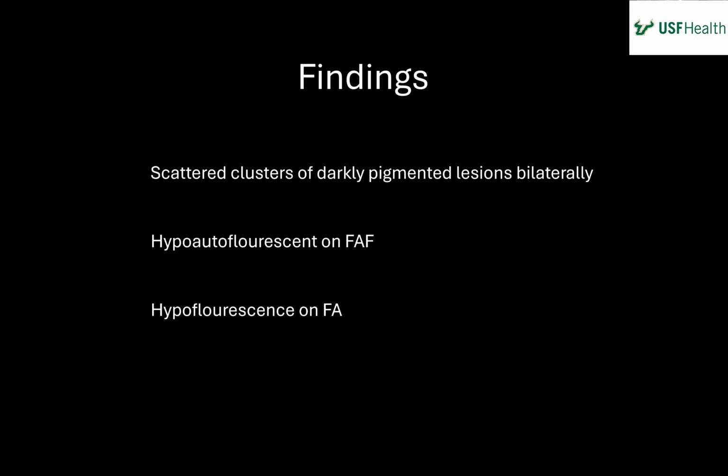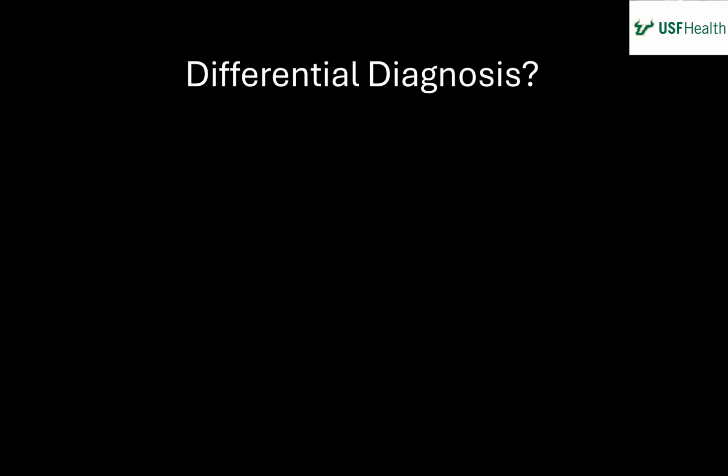We did see the scattered clusters of darkly pigmented lesions bilaterally. As you noted, they're hypoautofluorescent on the FAF and hypofluorescent on the FA. And for those lesions in particular, the differential could just be several scattered nevi, the clustering related to CHRPEs. I think we talked about malignancy before.